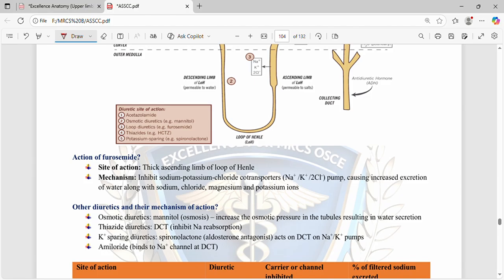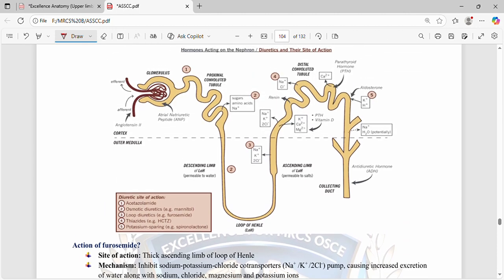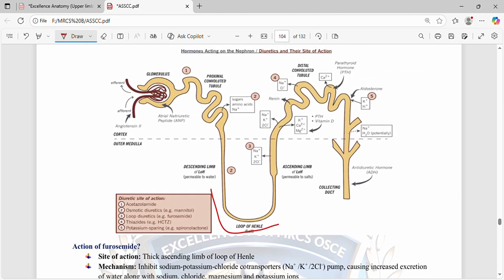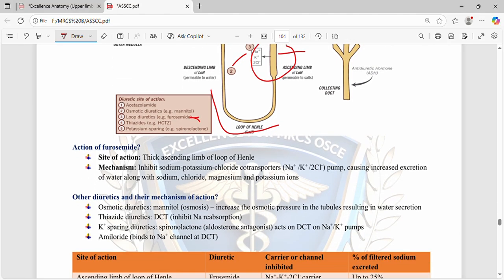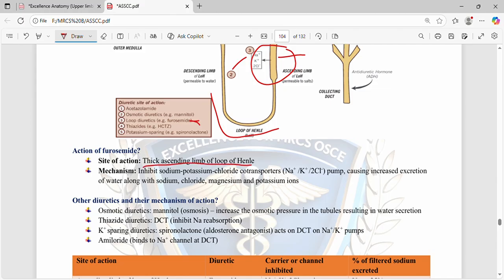So the action of furosemide. The site of action is the thick ascending limb of the loop of Henle. So this is the loop of Henle, and this is the thick ascending limb. Here you can see the loop diuretic furosemide works on the thick ascending limb. Mechanism: it inhibits the sodium potassium chloride co-transporter pump, causing increased excretion of water with sodium chloride, magnesium and potassium ions.